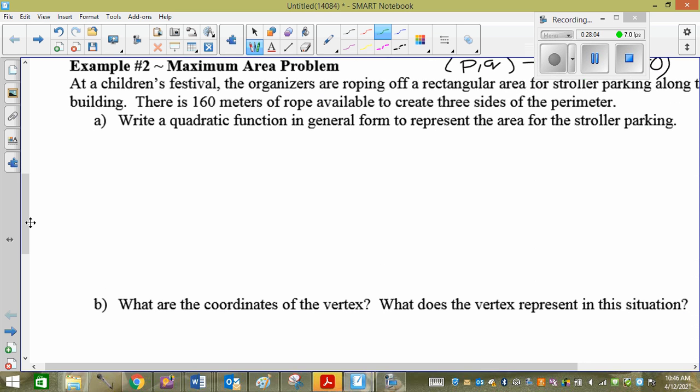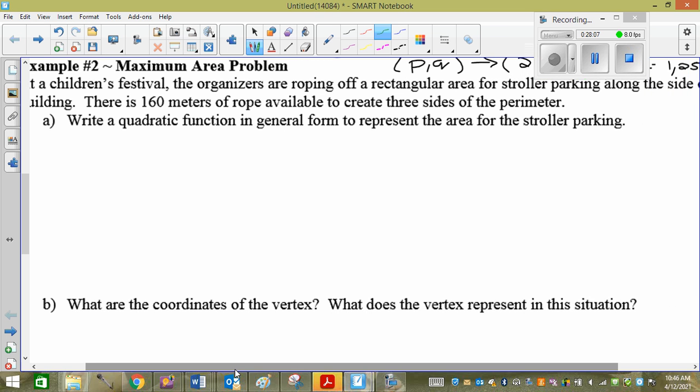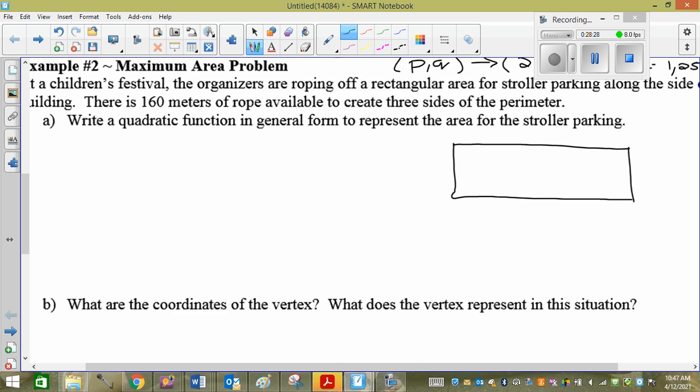So what I want to do is actually solve for the reverse variable of whatever it is. So in this case, it says that at a children's festival, the organizers are roping off a rectangular area for stroller parking along the side of a building. So very similar to the last problem. We have a rectangle against the side of a building. So let's draw that out here. So we can draw a rectangle like that. I'm just going to label the top one the wall. Actually, that's going to get confusing, I'm having W there. I will label it, let's say it's stroller parking, so we'll just label it P.